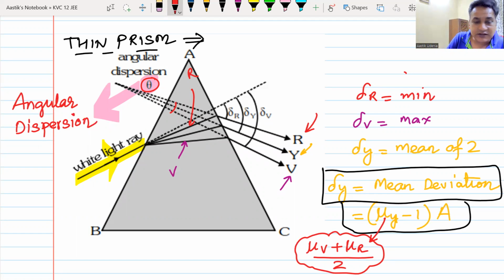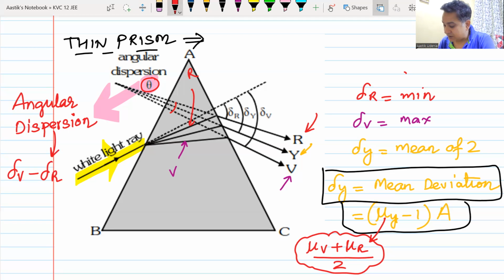Now, how will you find out this angular dispersion theta? It's right there in front of your eyes. It will be deviation of V minus deviation of R. That is formula number 1. Let us log this formula. Formula number 1 has been logged in yellow. Now what I can do is put the values of mu V and mu R and find out formula number 2. Can you tell me what will be formula number 2? And then we will lock it again.